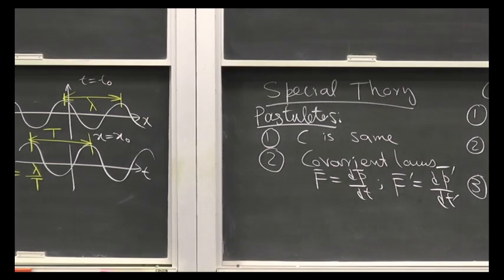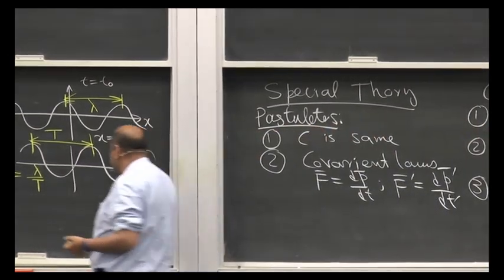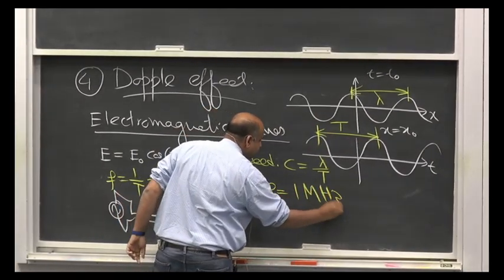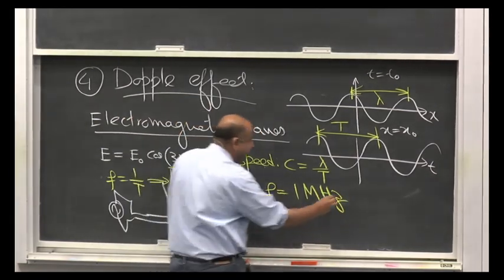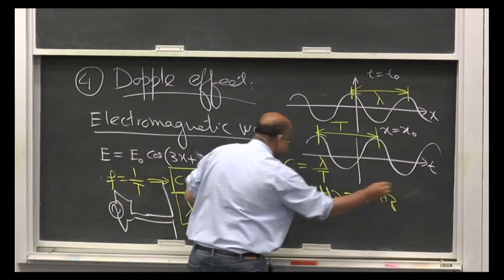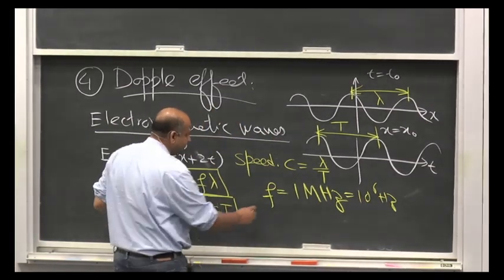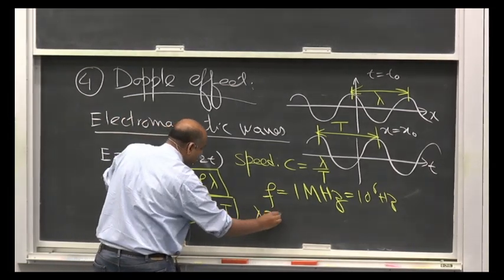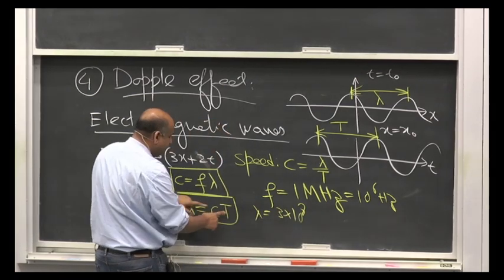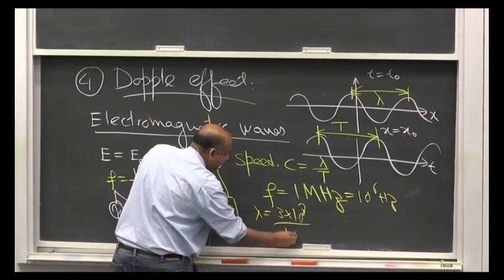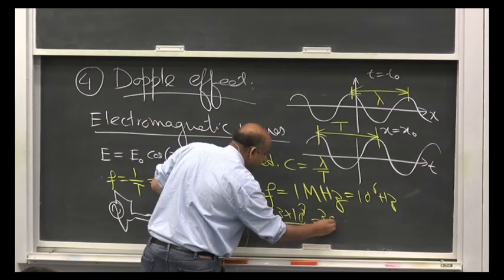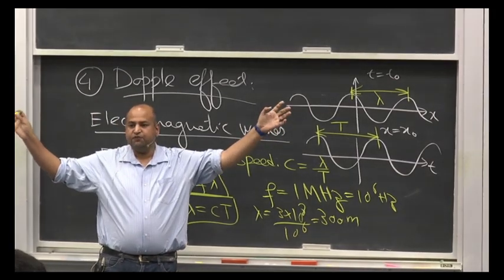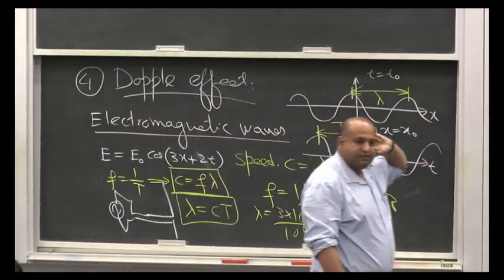And since radio waves have a frequency of about 1 megahertz, which is 10^6 hertz, the wavelength should be, lambda should be 3 × 10^8, which is C, and time period is 1 over F, divided by 10^6. This is about 300 meters. So your antenna should be about a few hundred meters. Have you seen such a big antenna?